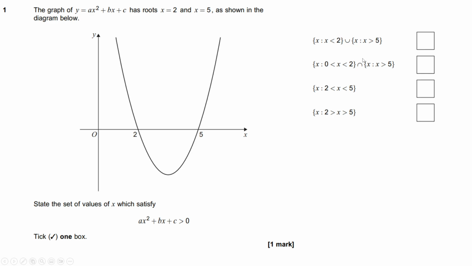And you want to be or, it's not and. This is intersect, means and. This is or, so we want to be this one.